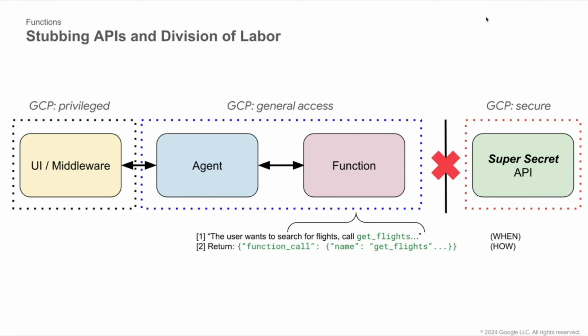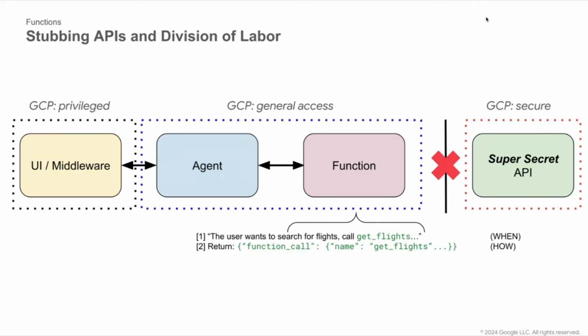It's saying when the user wants to search for flights, I'm going to use this get flights function. And what I'm going to do is build the payload of how I would have used that API if I had the ability to do that. So I'm going to build the function call payload, and I'm going to hand that back to the agent. And I'm going to tell the agent, I don't really know what to do with this, but here you go. Here's the payload. And what the agent can do is hand that payload upstream to the user, right?